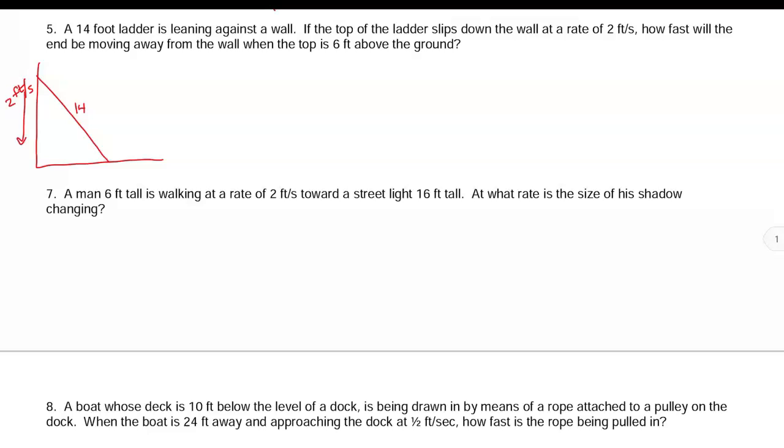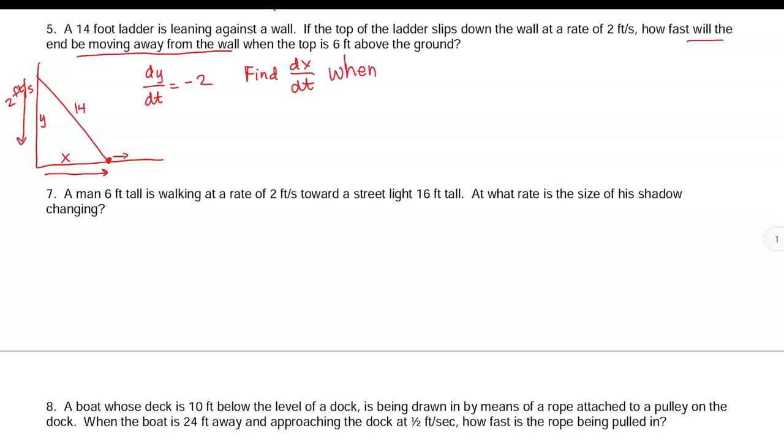I'm going to label the vertical side of this triangle as y, and I'll label the horizontal side of the triangle x. So the 2 feet per second that it's going down is a rate of change. That means dy/dt is -2. They're asking me how fast the end will be moving away from the wall. So the end of the ladder right here is moving away from the wall. That's describing dx/dt. So they want me to find dx/dt. After you identify what they want you to find, next identify when they want you to find it.